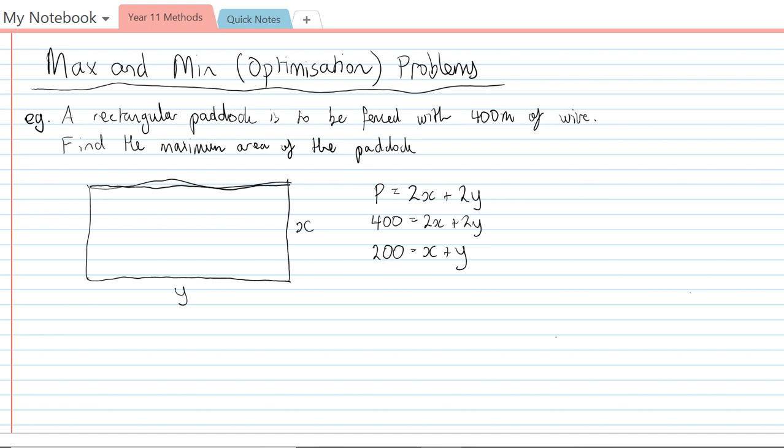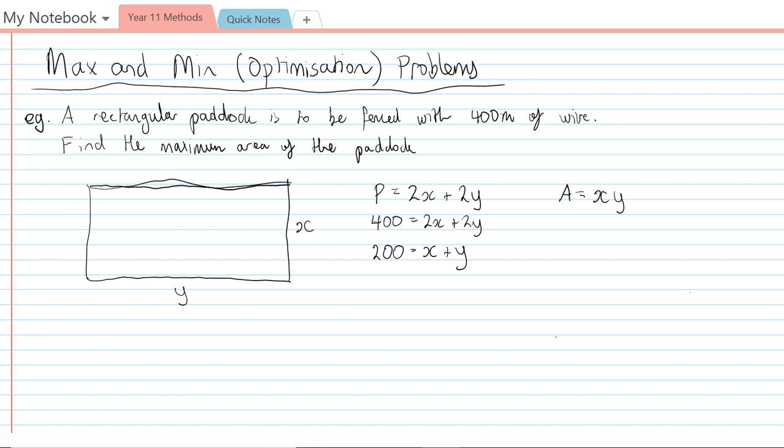The other is that I'm looking to maximize the area of the paddock. So I need an expression for the area, or an equation for the area. And that is that the area is, in this case, we do length times width, which is just xy. Now the problem here is that we have two variables, and what we want to do is make it so it's just in terms of one variable.